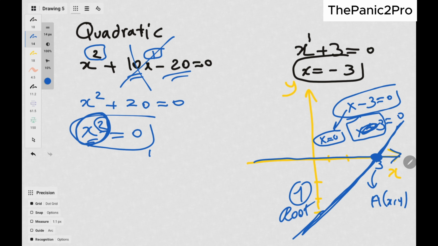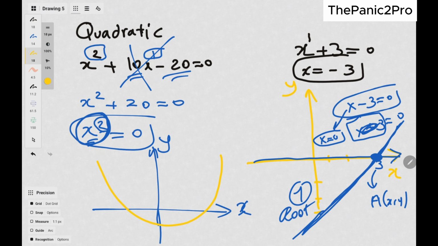But on quadratic equations, your shape is not linear. It's something like this. It's a curve. So now you have two points where the curve is hitting the x-axis, right? So now you have two roots. And there are different ways to get the numbers of these roots. For example, if it is x plus 3 and x minus 2, right? In the next step, I'm going to show you how we can get these numbers from the equation, right?